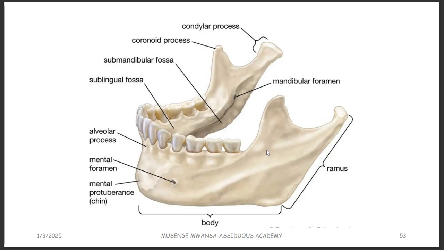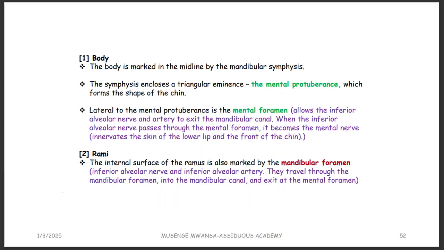Because it is going to continue and come out from here, immediately when it comes out, the name changes into mental artery, mental nerve, mental vein. Even the vein is supposed to be there; they normally move the three of them. When you look at the ramus of the mandible, it is the one that is marked by the mandibular foramen that we have just been describing.